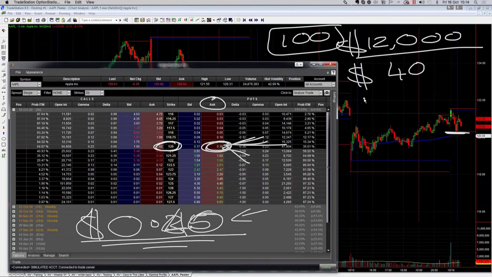What would you rather do? Would you rather short 100 shares or would you rather buy a put? What would you rather do? Now, that's what it's going to cost me today. Now, in fairness, they expire today.